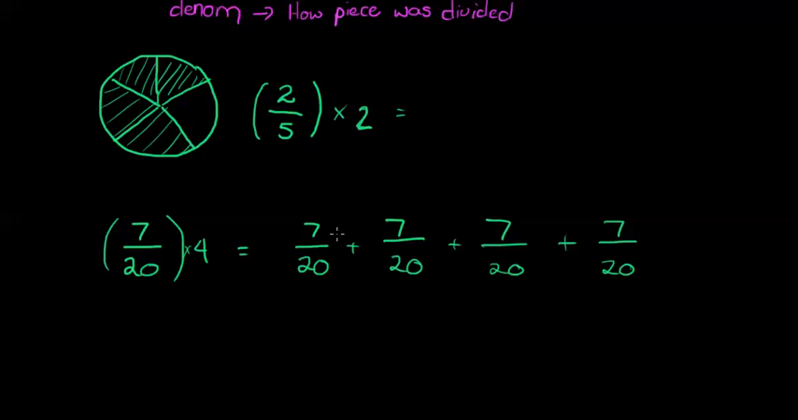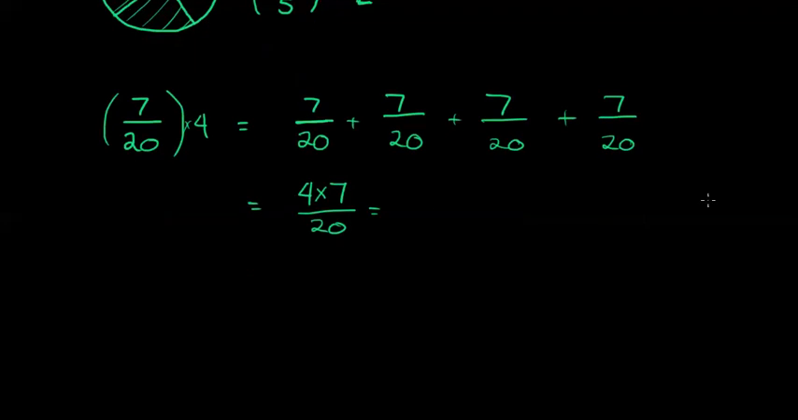So I've added it 4 times, and you remember from the previous videos, when we add fractions, we add up the numerators, which means it's 7 plus 7 plus 7 plus 7. So in the end, it's 4 times 7 over 20. 4 times 7 is 28 over 20. And now you notice, I've got more pieces than it was originally sliced up into, which means this must be more than 1, because it's greater than the number of pieces it was divided into. So when your numerator is greater than the denominator, we know that the value must be larger than 1.